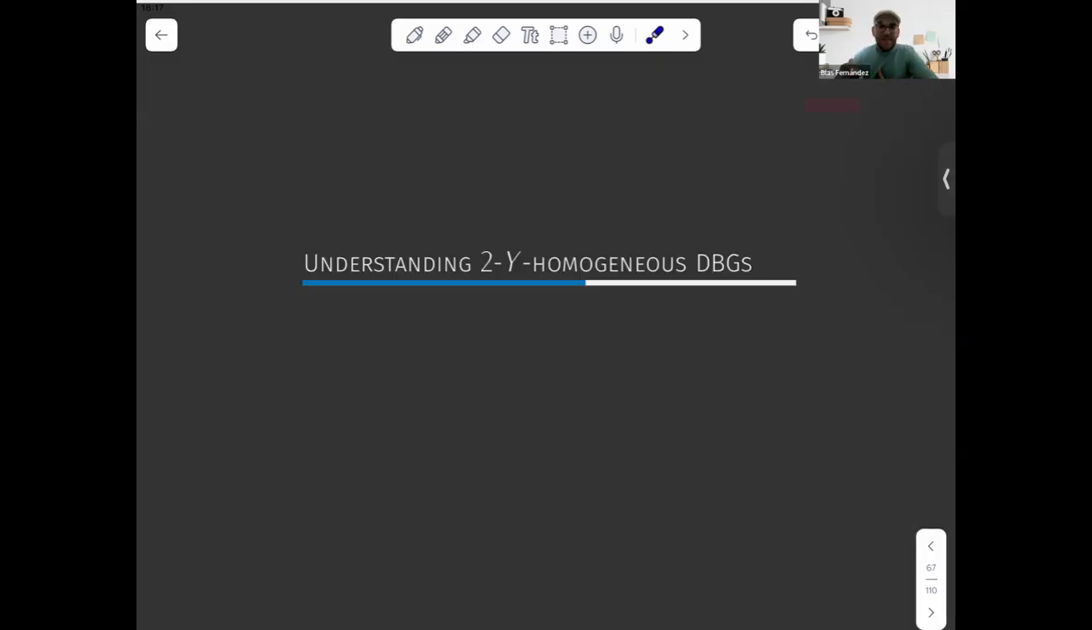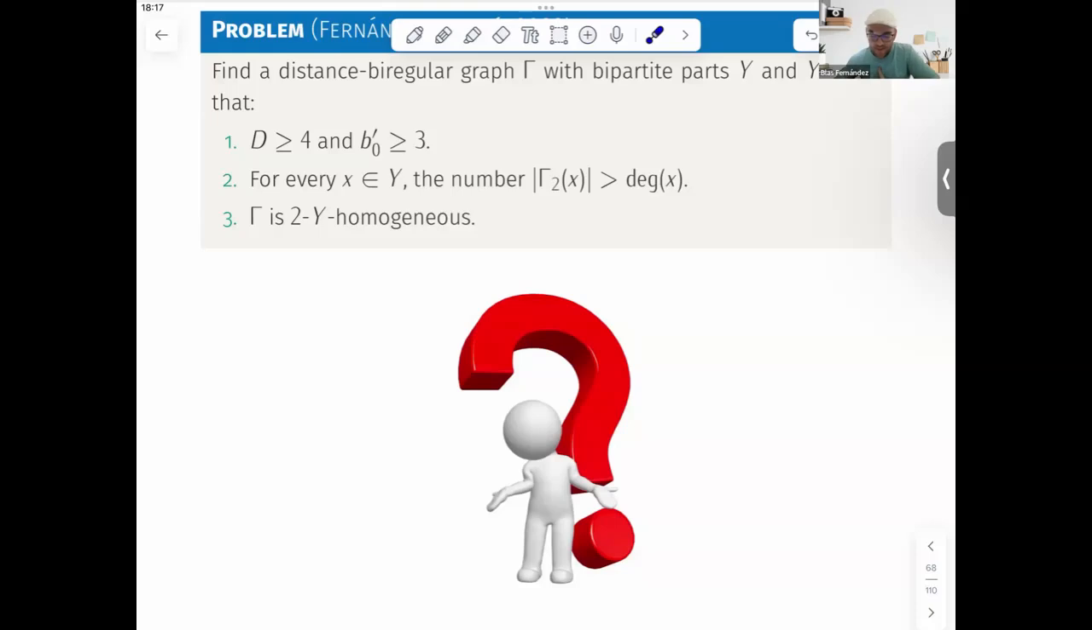We would now like to understand which are these 2-homogeneous distance-biregular graphs. By the time we wrote our article with my colleague Safet Penjić, all the graphs that we know to be distance-biregular and 2-homogeneous satisfy the equality: the number of vertices at distance 2 is exactly the degree of x. They also have balancing d equals 3, or b0 prime equals 2.